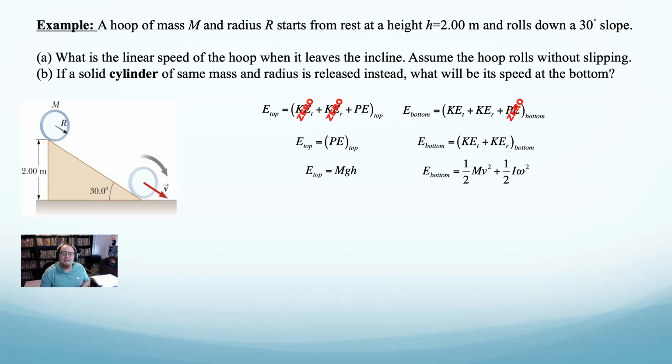And at the bottom, it is doing, once again, two things at once. If it is rolling, it is A, moving across, and B, spinning. That's what rolling is. When you roll, you're doing both of them at the same time. So I have the energy of it going whoop, and the energy of it spinning.